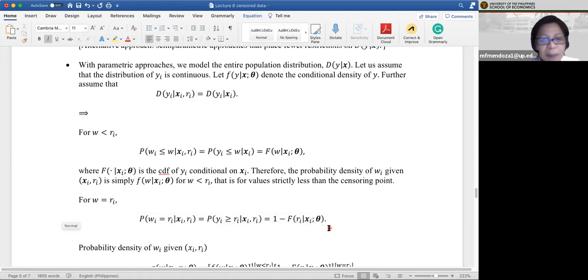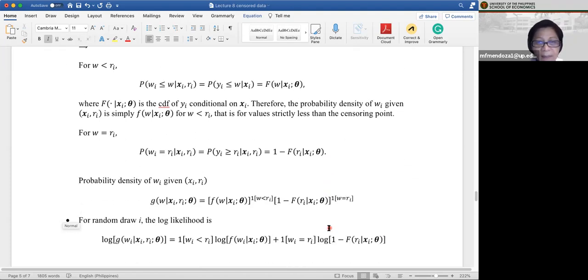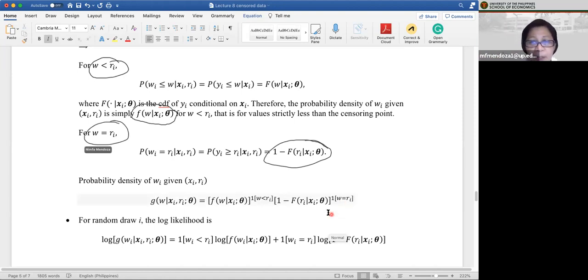So what is the probability density of W sub I? Note that W can either be less than R sub I or W can be equal to R sub I. So the probability density of W would just be the product of these densities. You either have this when W is less than R sub I, or you have this when W is equal to R sub I. So for a particular observation, you would just pick up one of these factors.